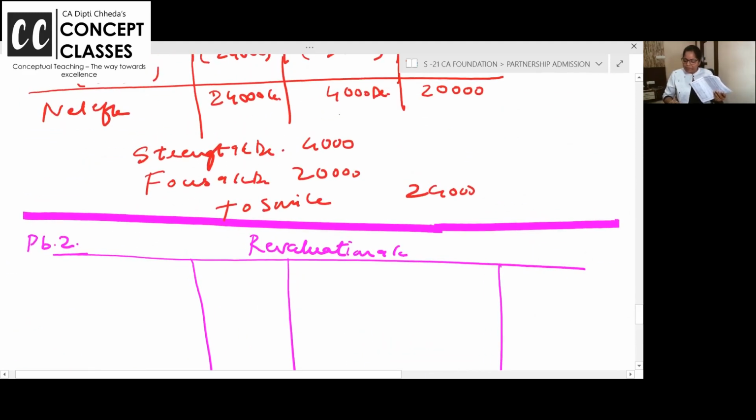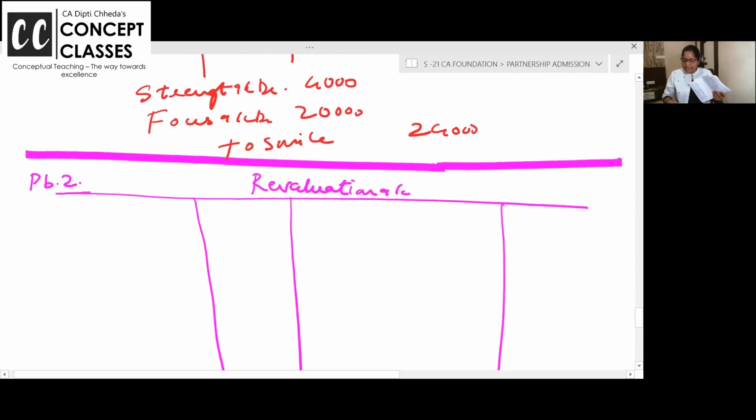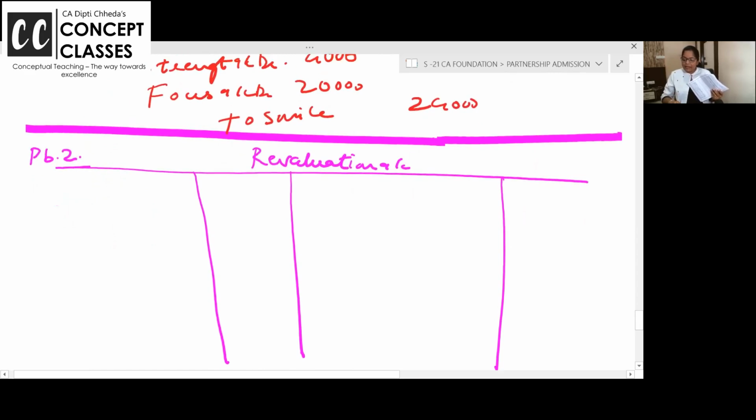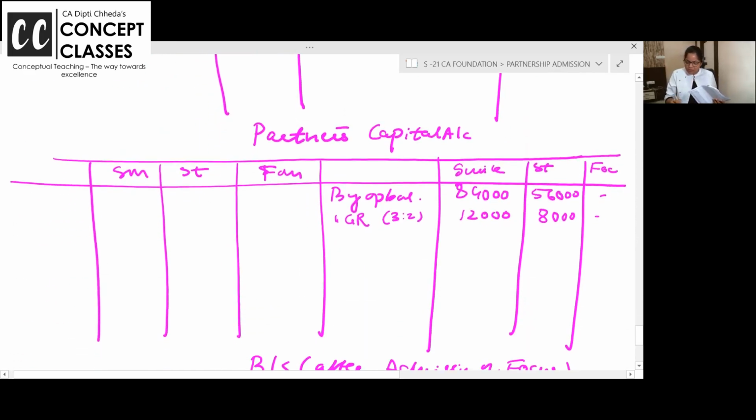For goodwill, what entry have we done? Smile is sacrificing, and Strength and Focus are gaining. Old partner Strength is gaining 4,000 and Focus 2,000. So we will debit them 4,000 and 2,000, and here we credit.